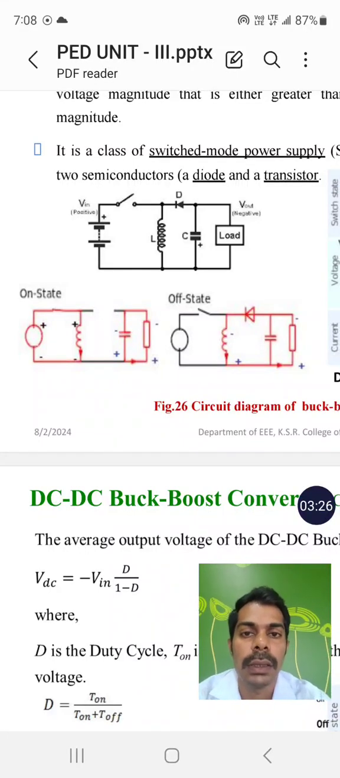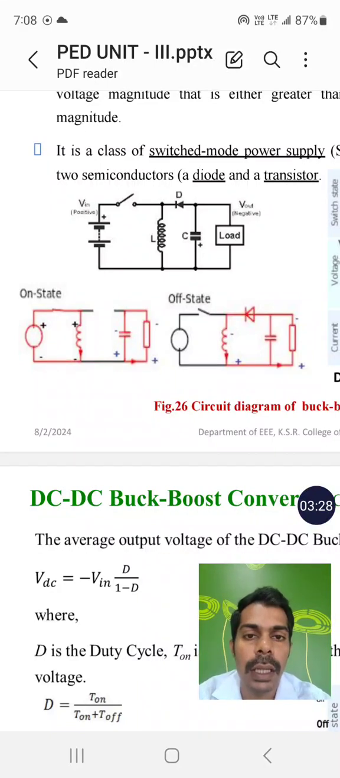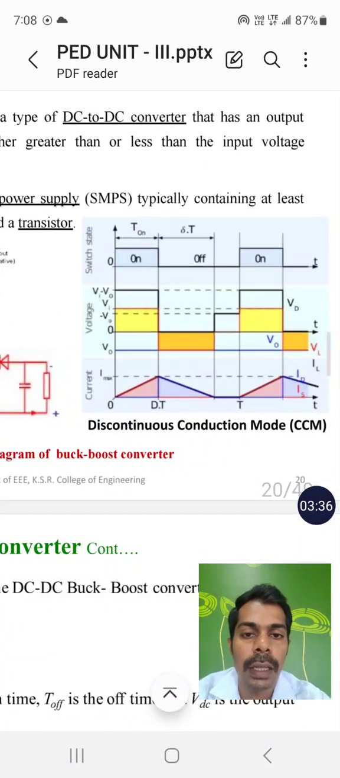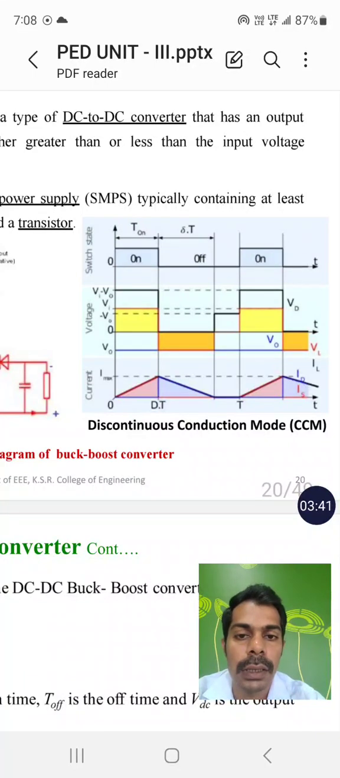Switch: in this circuit, we can use any type of semiconductor switch, MOSFET, IGBT, BJT or thyristor, depending upon the application. This is the waveform, where the first is the switching state, the second is voltage and the third one is current.